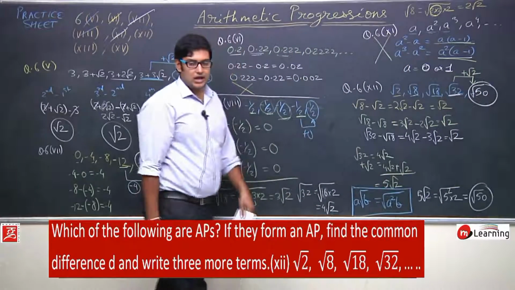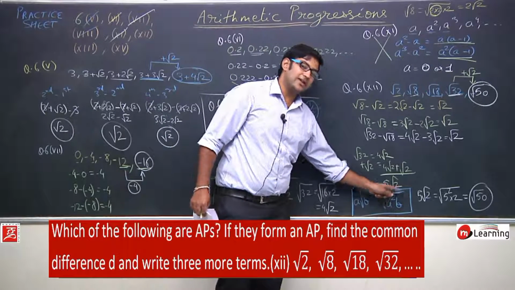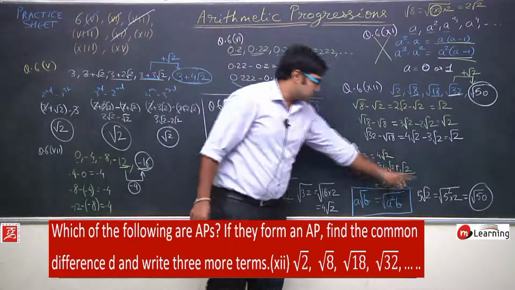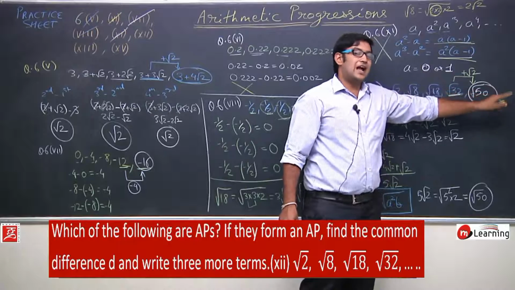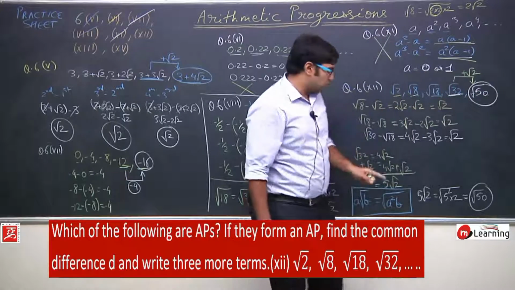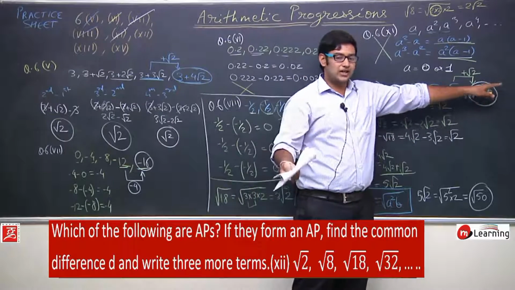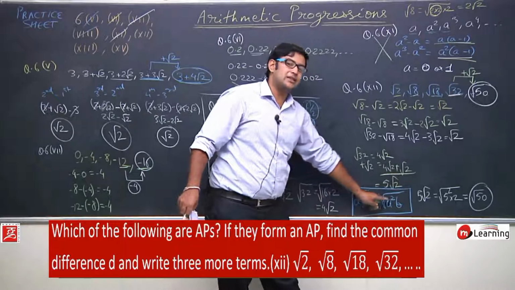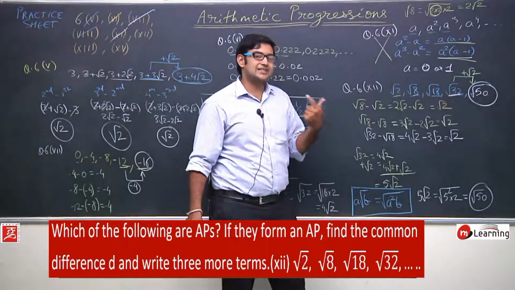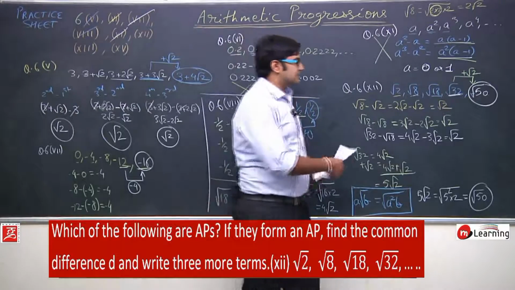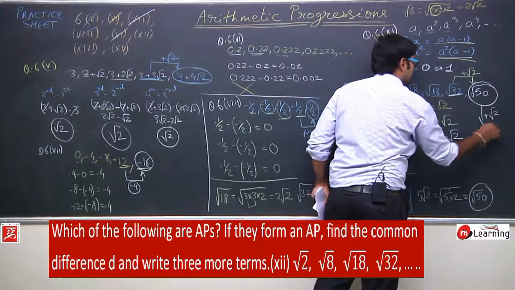I have applied this identity, a root b is equal to square root of a square b. Here also I have root 50. Now what will be the next term after root 50? You will add one more root 2. Root 50 is 5 root 2, so the next term will be 6 root 2. And again 6 root 2 can be written as square root of 6 square into 2, that is 36 into 2, that is 72. So the next term after this will become square root of 72.